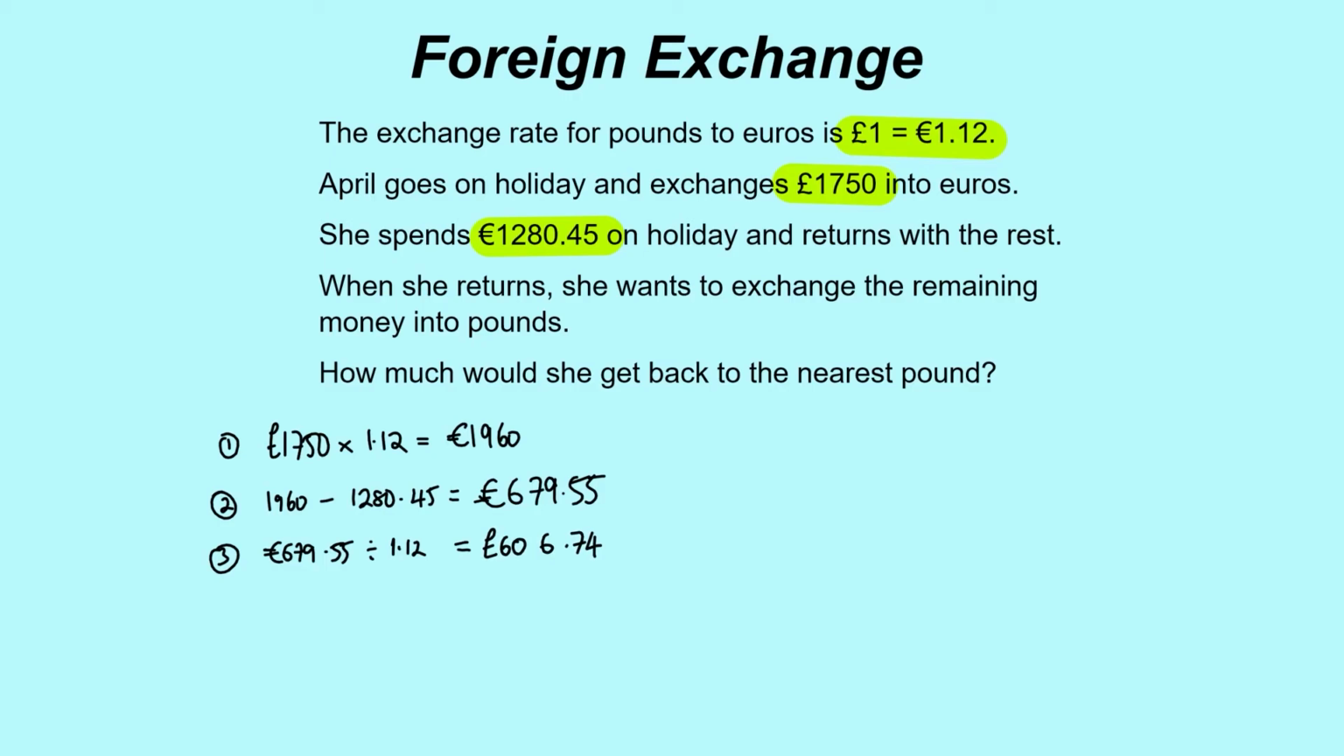Now that's to the nearest penny. But the question, I'm just reading that final line, so something people miss out. The question says, how much would she get to the nearest pound? That would be £607 to the nearest pound. So really important you make sure you go all the way to the end of the question. Always go back at the end and check that you've done everything the question asked for.